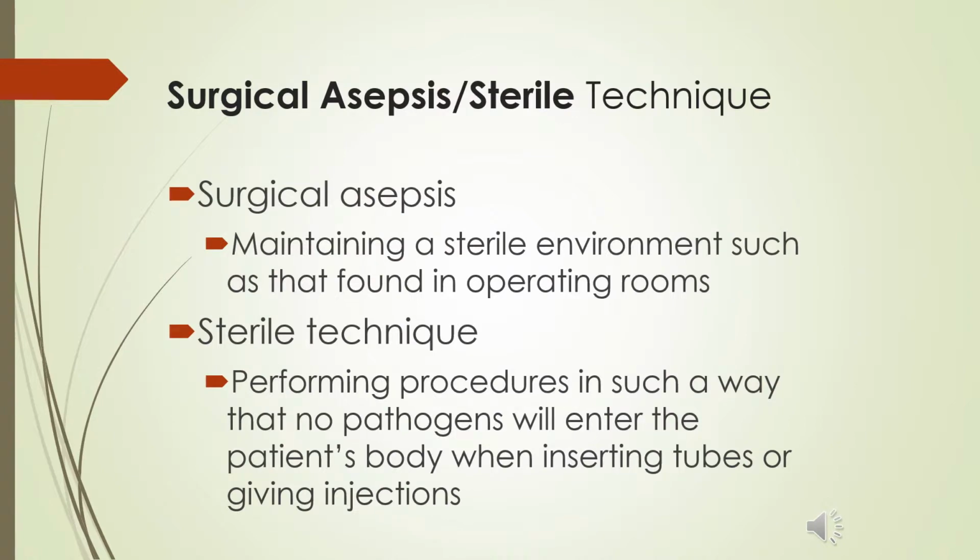Surgical asepsis is keeping things sterile, maintaining a sterile environment such as what's found in the operating room. Sterile technique is performing procedures in such a way that no pathogens will enter the patient's body when inserting tubes or giving injections. So we'll do some of the sterile technique at the bedside, and I'm telling you, ladies, we'll teach you this in the first, I think it's by week 2, we're into doing it. So inserting tubes and giving injections need to be done as a sterile technique.